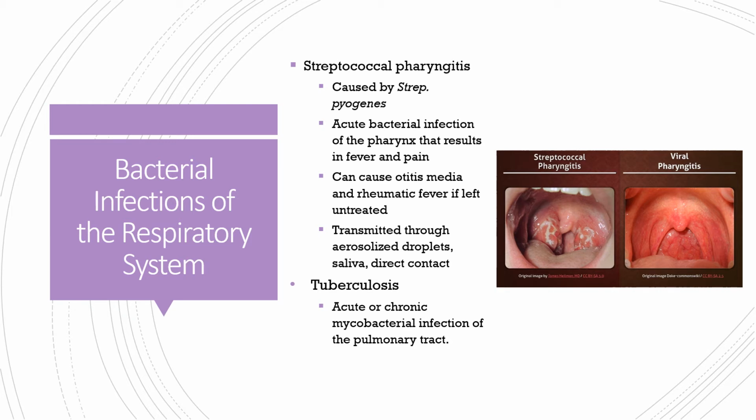Tuberculosis, we already talked about in chapter 14. Tuberculosis is an acute or chronic mycobacterial infection of the pulmonary tract. It's typically caused by Mycobacterium tuberculosis. It can survive for weeks in the sputum, and it's not affected by many antiseptics and disinfectants. So you only need a couple of these little suckers to get down into the lungs, and then they can proliferate and wreak havoc.